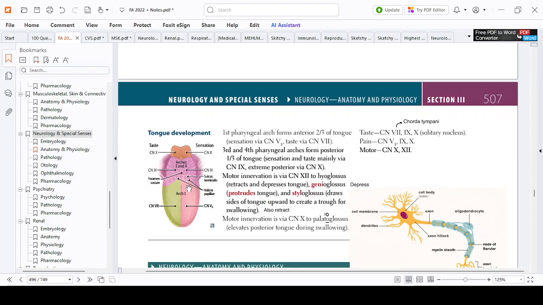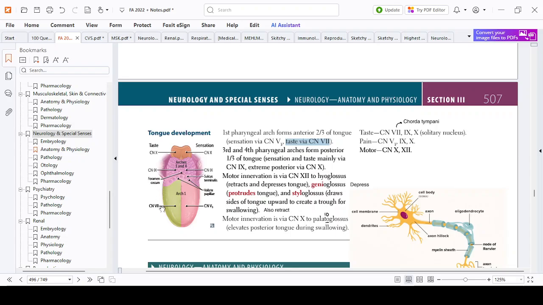All right, so let's read this and let's correct. The first pharyngeal arch forms the anterior 2/3 of the tongue, sensation via cranial nerve 5, the mandibular division of the trigeminal nerve, taste via cranial nerve 7. Okay, I was wrong here. So taste, special, chorda tympani, cranial nerve 7. I was wrong here about the anterior 2/3 and posterior 1/3.